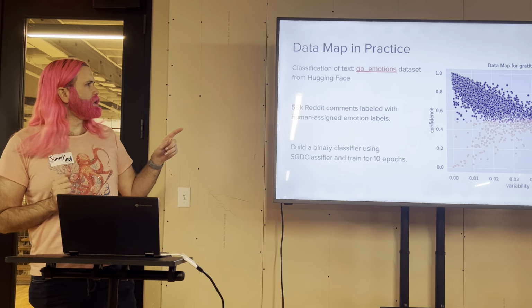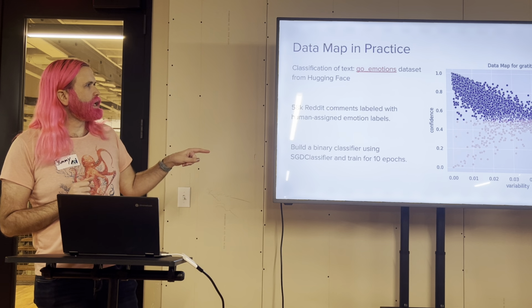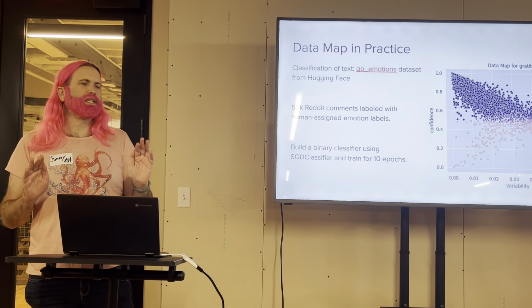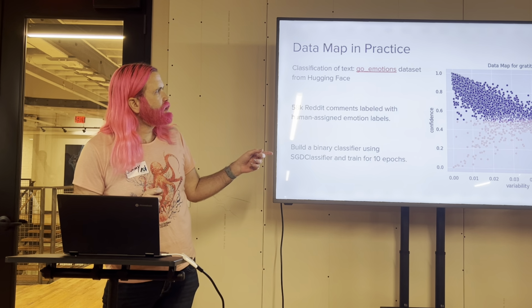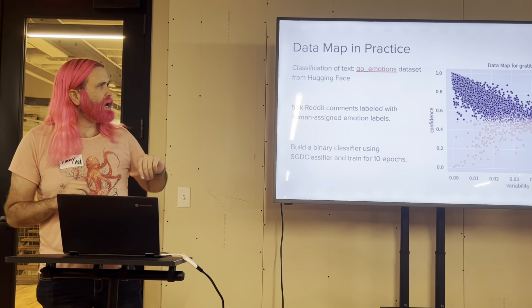As I mentioned before, we're going to do a classifier, so we're going to use stochastic gradient descent. It's really fast, really easy to use for this, and we're going to train it over 10 epochs. And we get this data map that you see here.